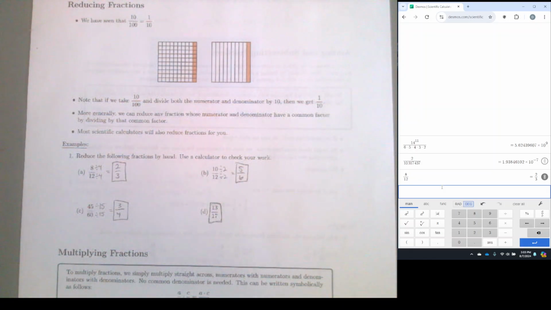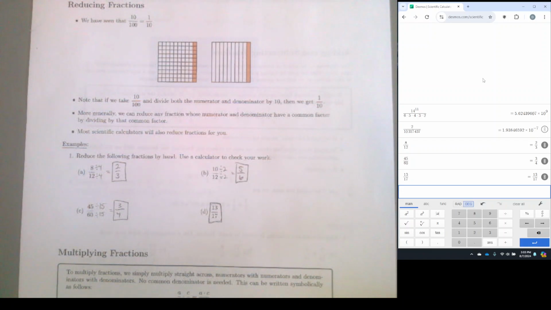And you can check all of these, right? 45 out of 60, right, is 3/4, and 13/17 does not reduce. Okay?